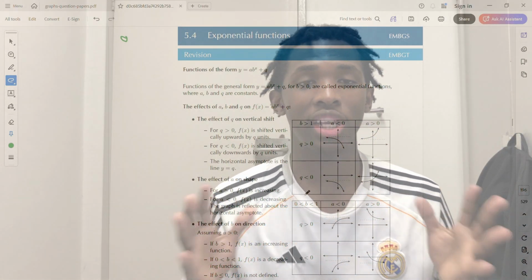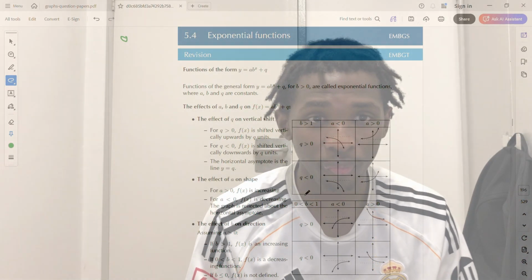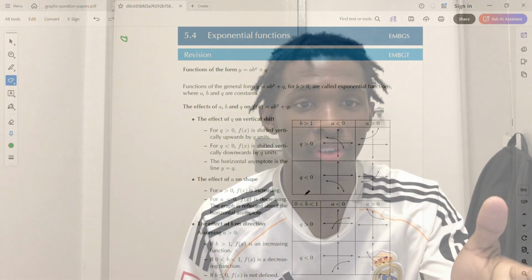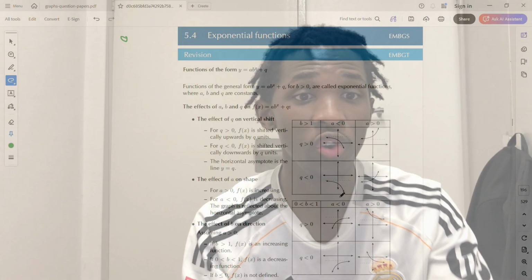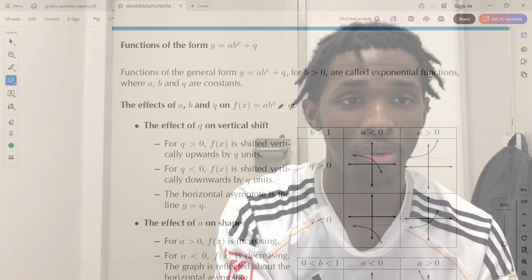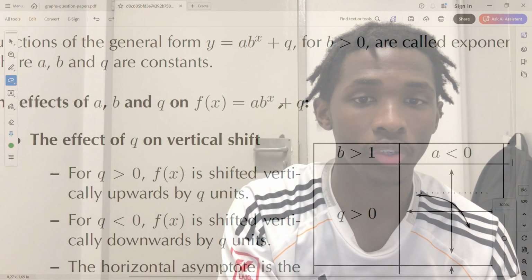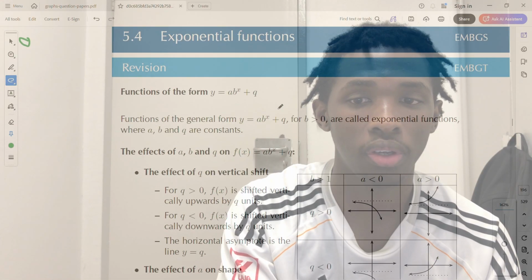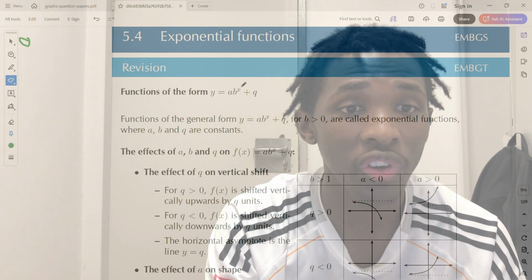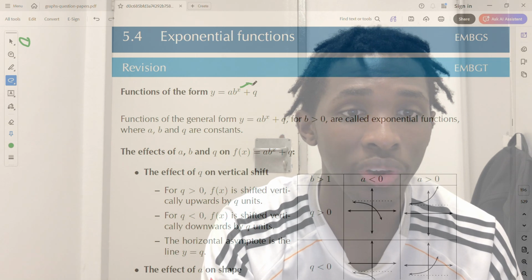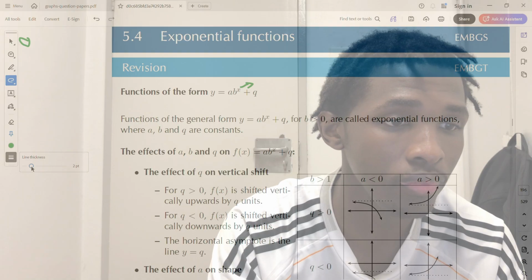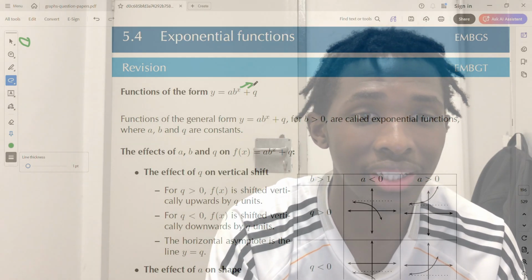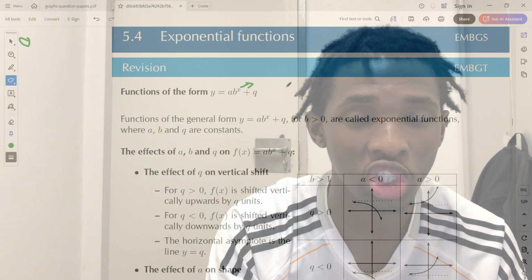I said we're gonna look at exponential functions, right? Functions of the form y is equal to a times b to the power of x plus q. So if you guys can see from here, you can see there's nothing on x, nothing happened on x. It's just x.